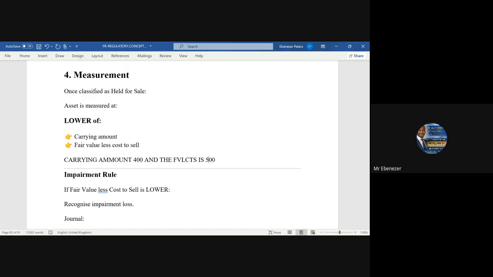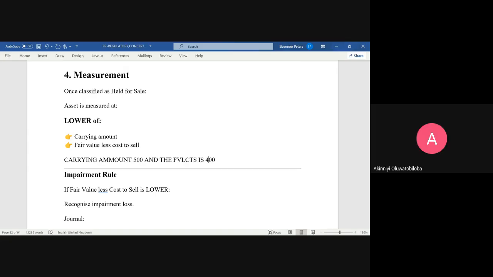Simple as ABC. Now let's go back to the initial example. Let's assume this is 500 and this one is 400. You know that your fair value less cost to sell is the recoverable value, and your carrying amount remains your carrying amount. The carrying amount is 500. Fair value less cost to sell is 400. Is there any impairment in this particular scenario?